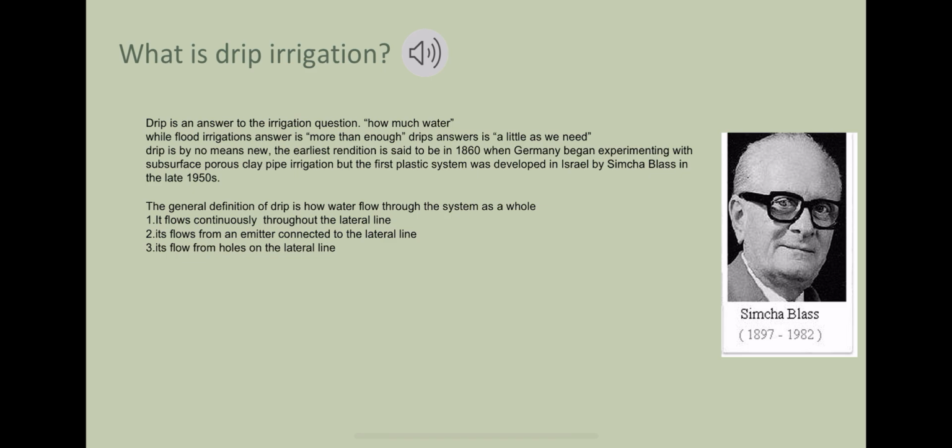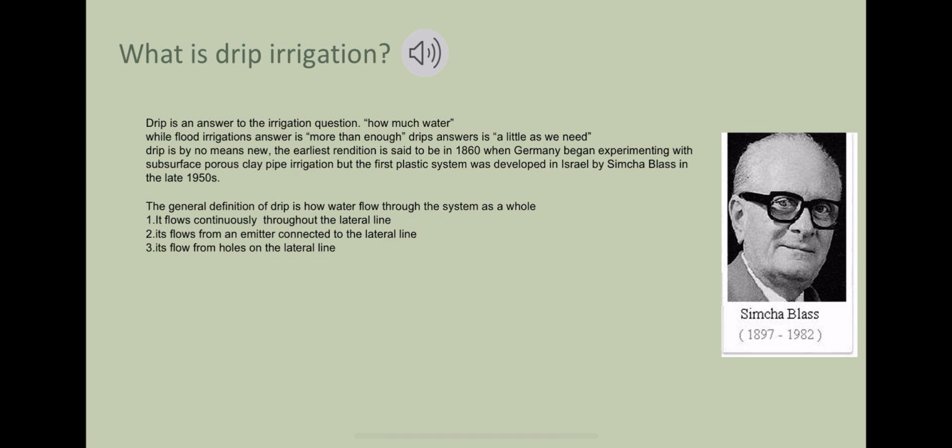Drip irrigation has been developed for a while at this point. The earliest rendition of drip was in the 1860s when experimentation was done with porous clay pipes, but drip as we know it today was invented in the late 1950s in Israel. Plastic lines with emitters and all that, developed by the gentleman on this slide, Simcha Blas. I believe that's how his name is pronounced.